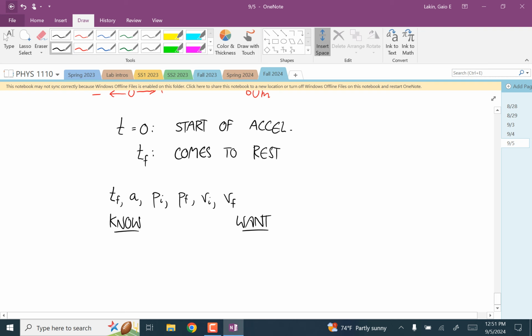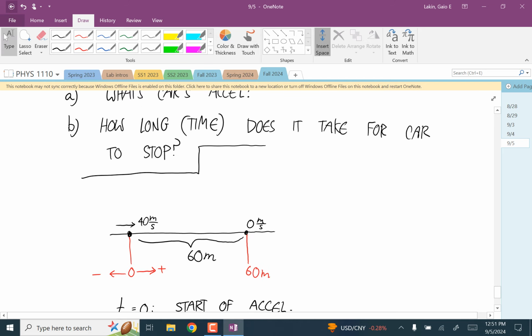Do we know the acceleration? No, that's what we're trying to find for part A. And I'll cross these off as we go. Do we know the position when we click the stopwatch on? Yes, we do know that. So that's at this instant, this dot here. And that is what we chose as our 0 position.